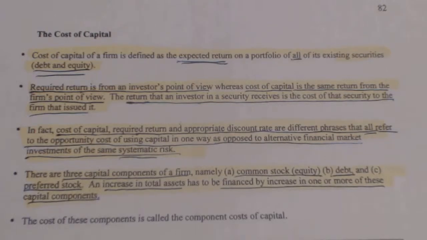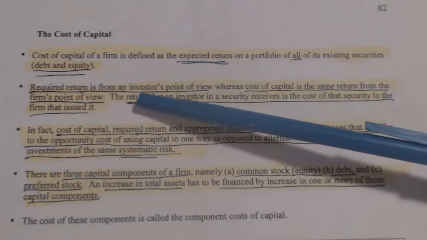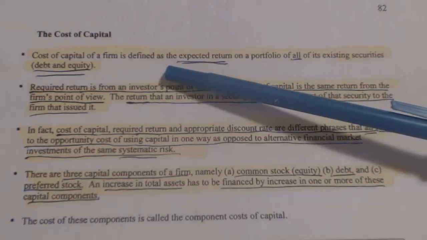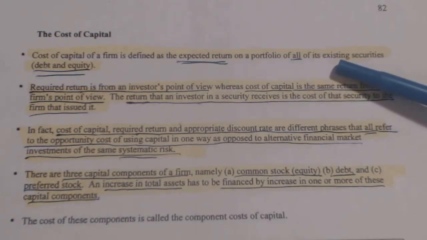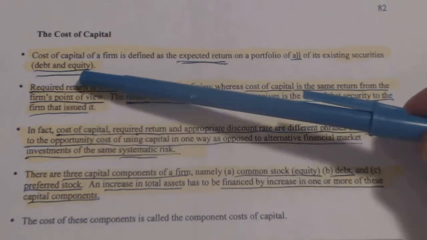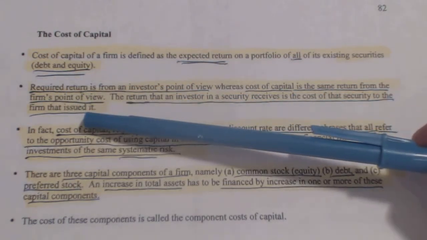Okay, this is Business 342 workbook pages 82 through 87. The cost of capital. Cost of capital of a firm is defined as the expected return on a portfolio of all of its existing securities, which means their debt and equity.